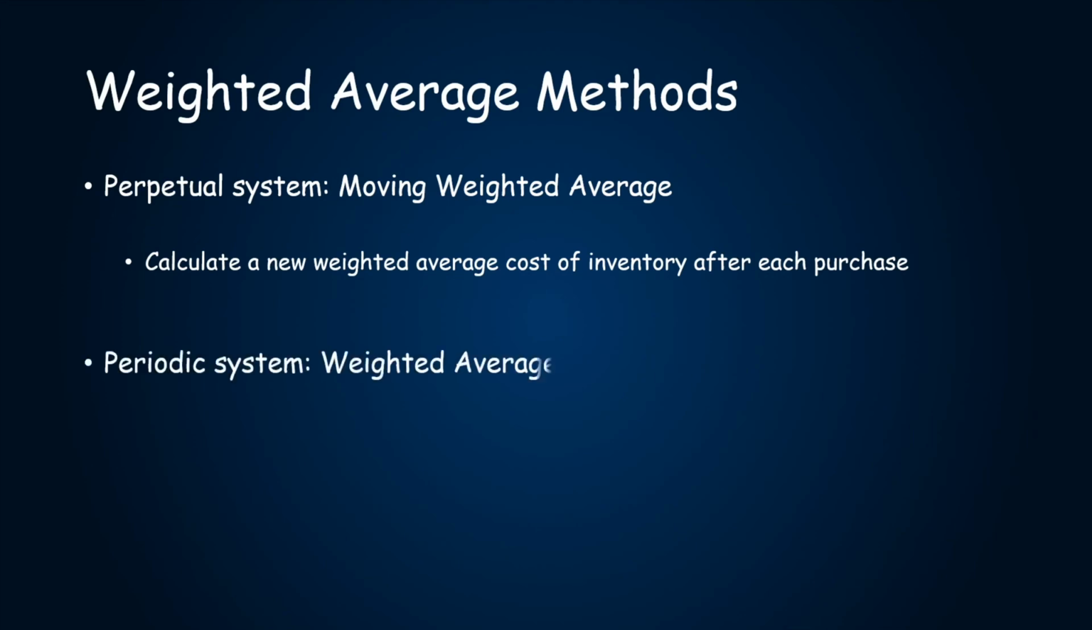Compare that to a periodic system. We just call it a weighted average because the average cost of inventory is not moving during the period. It is only updated at the end of the period or calculated at the very end of the period.